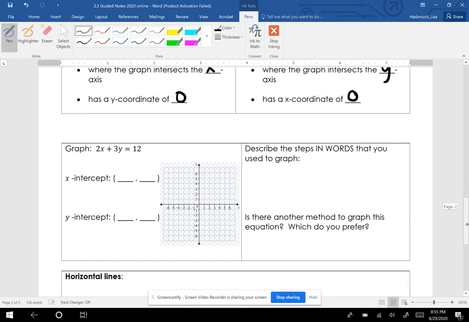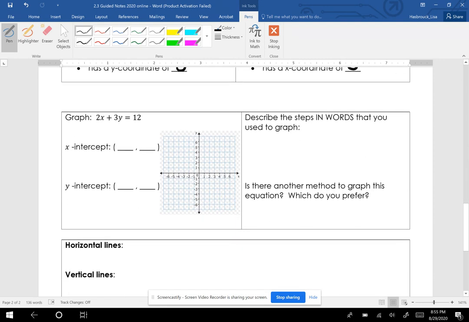So to graph using standard form, I'm going to find the x-intercept by making y 0. So 2x plus 3 times 0 equals 12. So I get 2x equals 12. If I divide by 2 on both sides, I get x equals 6. So my x-intercept is 6, 0.